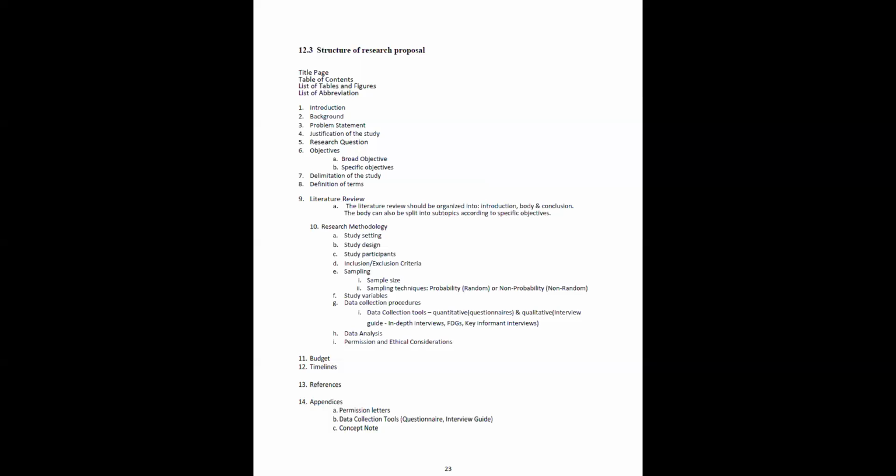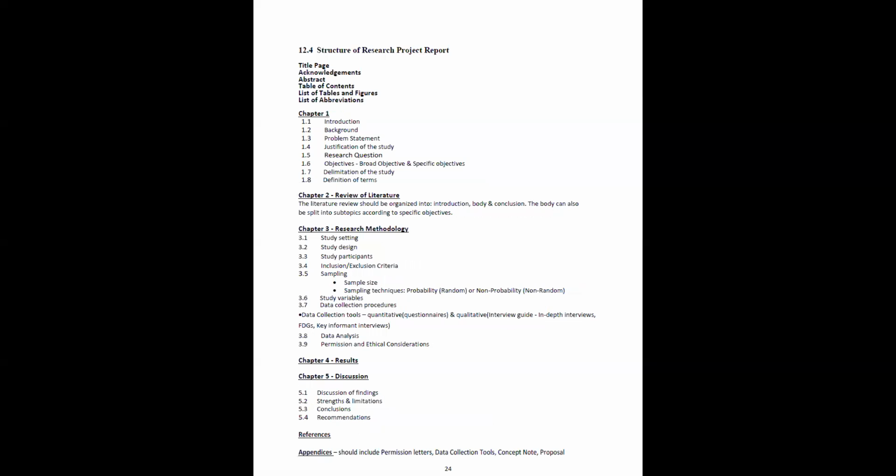And after you collect your data, you analyze your data. Then after analyzing your data, you go to the next stage, which is writing your research report. You are now summarizing all those things which you did into a research document. And how is this structured? It is more or less the same. Remember, a research project has chapters.